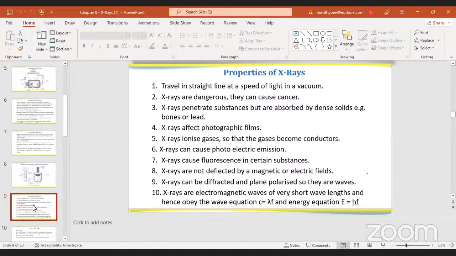X-rays are not charged, therefore they will not be deflected or affected by magnetic or electric fields. X-rays can be diffracted and plane polarized. At this level, we don't deal with plane polarization, we look at diffraction. Remember the properties of waves, and diffraction was one of them. And definitely they obey the equation E equals hf. That is the energy equation.